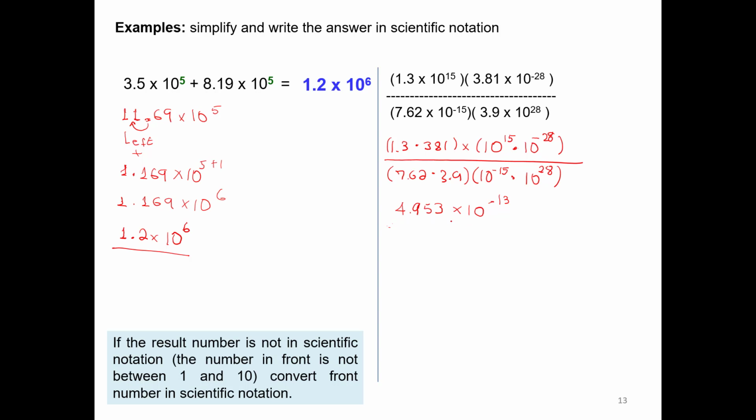Let's do the line again, next slide. Then 7.62 times 3.9 equals 29.718. Negative 15 plus 20 will be positive 5. Now we need to take into account the significant digits for each operation. We multiply here.